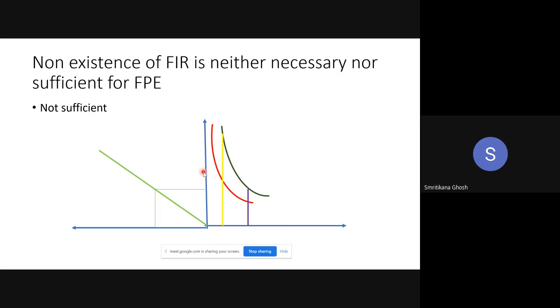So it is not sufficient here and not necessary here. That means if you have factor intensity reversal, still you may have factor price equalization. There may not be factor intensity reversal, and you may not have factor price equalization. Both are possible. Okay. It's better to draw this diagram in your copy so that when you revise and go through the question paper, you can at least remember that this type of thing was discussed in the class.